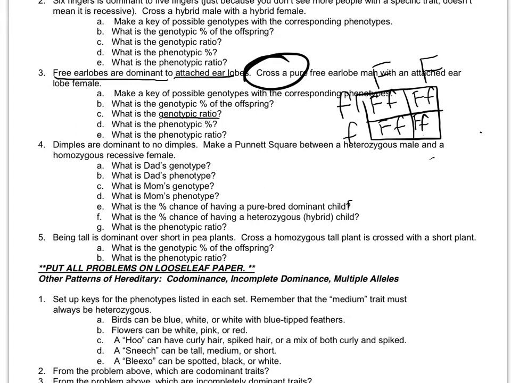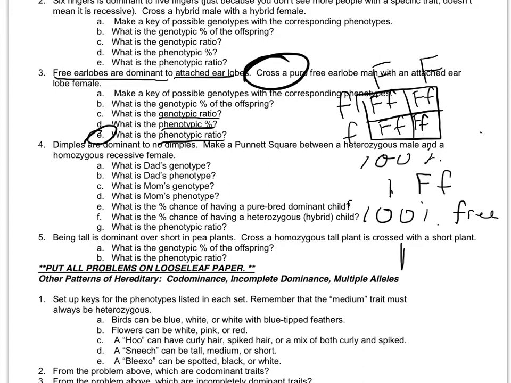So then when I ask you for a genotypic ratio, or phenotypic ratio, or phenotypic percentage, we're going to come up with virtually the same answers. For the genotypic ratio, we have 100% or 1 heterozygous. For the phenotypic percentage, we have 100% free earlobes. And then for E, the phenotypic ratio, we just again have 1, and then we list the phenotype. So that's free. And that's it for number 3.